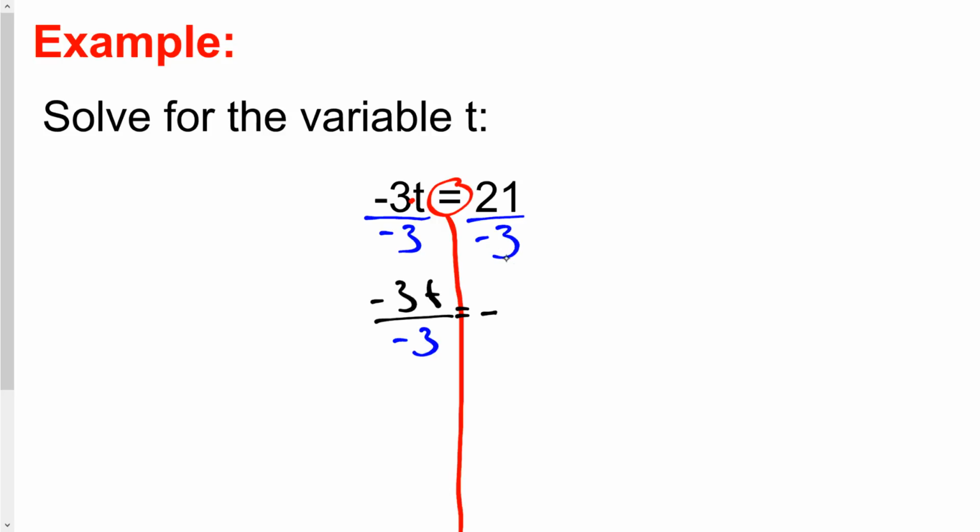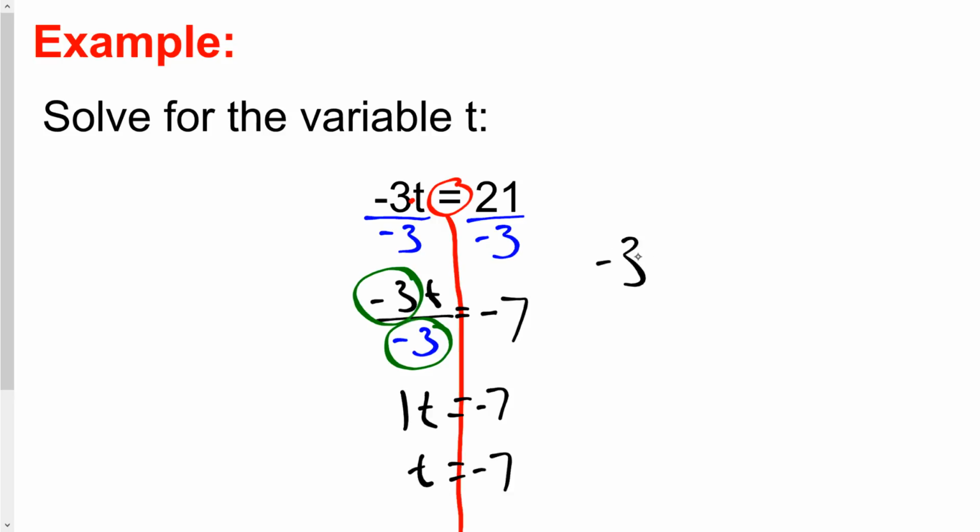And 21 divided by 3 is 7. So negative 7 there. Let's see here. Negative 3 divided by a negative 3. Negative divided by negative is a positive, and 3 divided by 3 is 1. So 1t equals negative 7, or just t equals negative 7. Let's try that out though. Negative 3 times t equals 21. That was what we had originally started with.